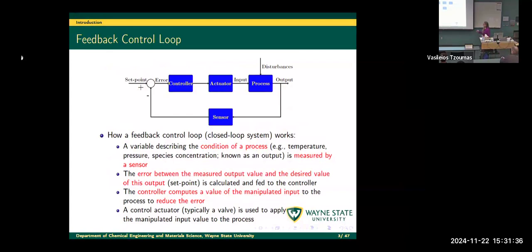In the chemical process industries, it's very common to use feedback control loops with the form shown here, where we will have our variable that describes the condition of our process. In chemical engineering, that will be things like temperature, pressure, species concentration. These are our outputs. These get measured by the sensor and then compared against the set point, the value that we want the process output to take. The error between the set point and the output goes to the controller, which then uses the algorithm in order to determine what the actuator, which for chemical processes is often something like a valve, should do in order to try to reduce the error for the process.